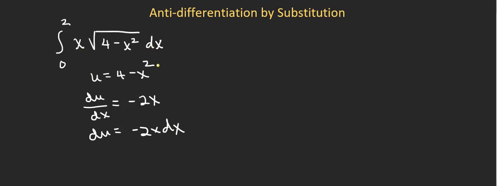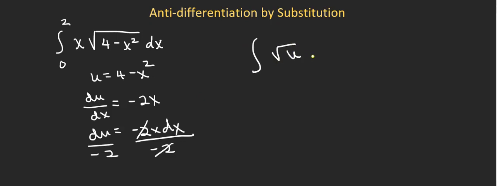We only need x and dx. We don't need the negative 2, so we're going to divide both sides by negative 2. Now, when you write everything in terms of u, you get radical u, and x dx is du over negative 2. So I'm going to take out 1 over negative 2.